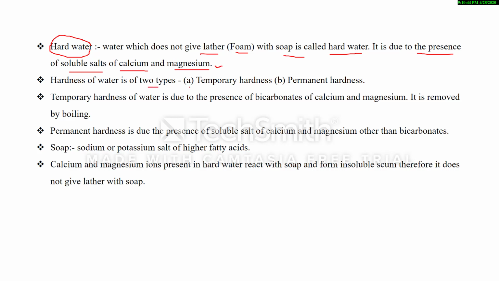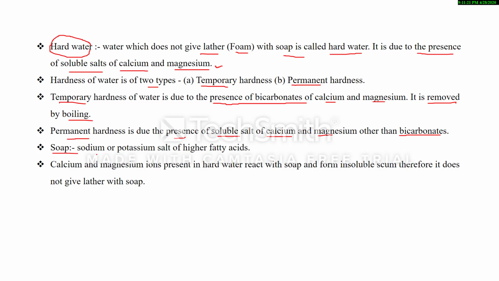Hardness of water is of two types. One is called temporary, another is called permanent. Temporary hardness of water is due to the presence of bicarbonates of calcium and magnesium. And why is this called temporary? Because it is removed by boiling. Permanent hardness is due to the presence of soluble salts of calcium and magnesium other than bicarbonates. It may be chlorides and sulfates of calcium and magnesium.